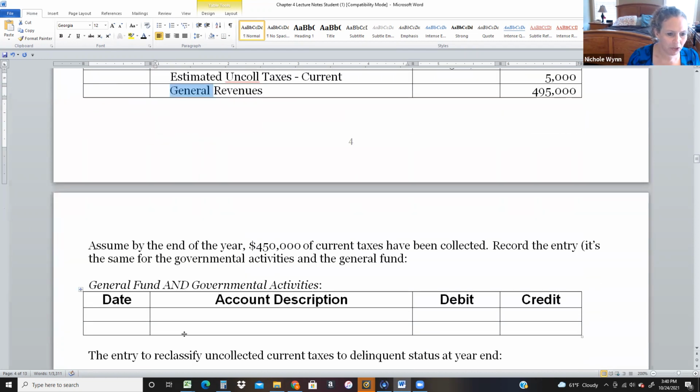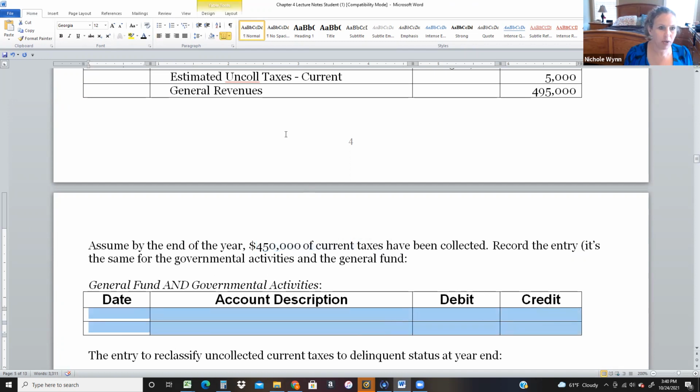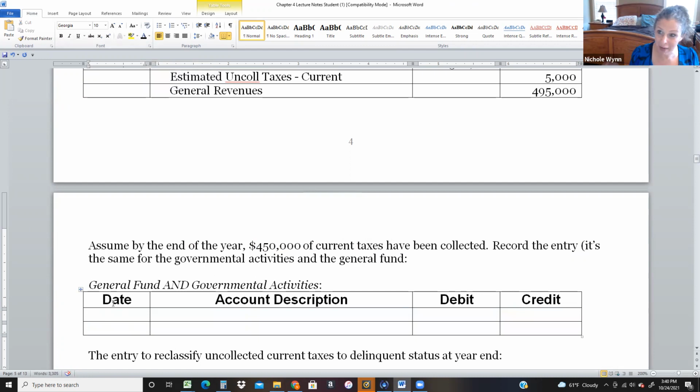Okay, the next one says, assume by the end of the year, 450,000 has been collected. This entry will be the same for government-wide and in general. So when you copy and paste it over, it's identical. So you are collecting 450,000. We were waiting on this money, so this was taxes receivable, dash, current.